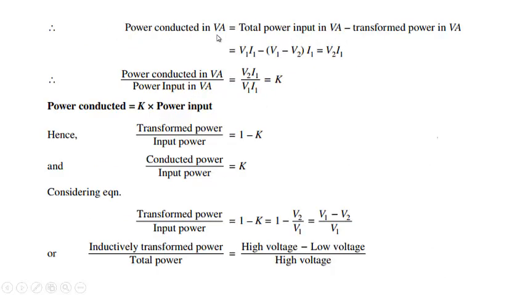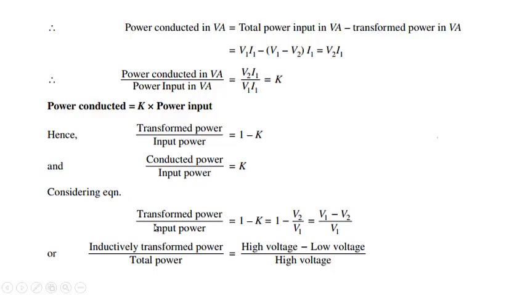Now power conducted in VA will be equal to total power minus power transferred. So total power is V1 I1 minus V1 minus V2 into I1, so V2 I1. So power conducted in VA, that is V2 I1, divided by power input in VA, is K. That means power conducted will be total power multiplied by K. So power transferred will be 1 minus K into input power, and power conducted will be K times input power. This power transferred is also known as power transfer inductively.